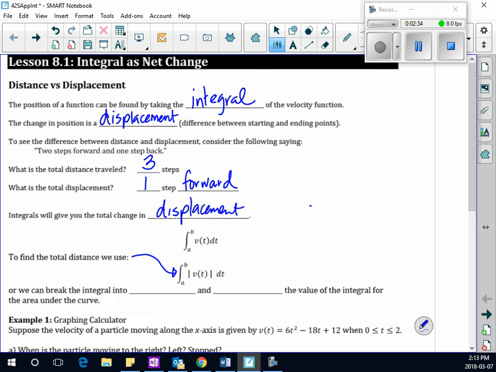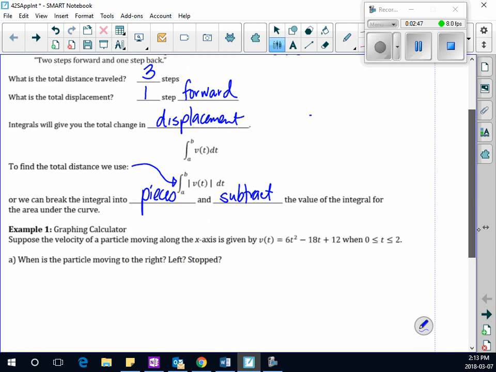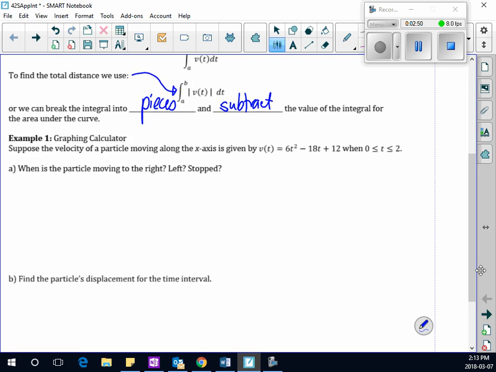Or we can break the integral into pieces and subtract. Because if we subtract the negative area under the curve, then that really means I'm adding them together. So we're going to use a graphing calculator for the first example. Suppose the velocity of a particle moving along the x-axis is v of t equals 6t squared minus 18t plus 12 between 0 and 2. When is the particle moving to the right? When is it moving left? And when is it stopped?